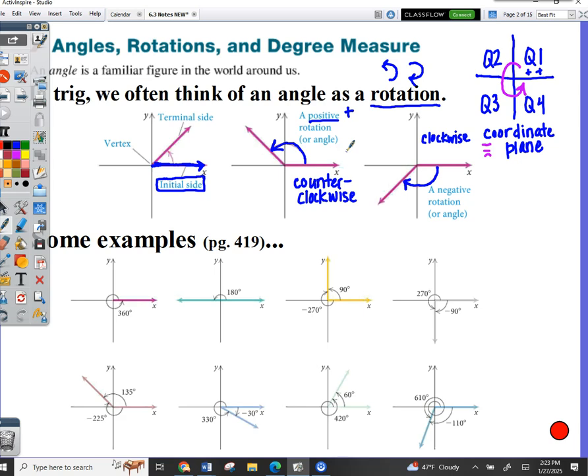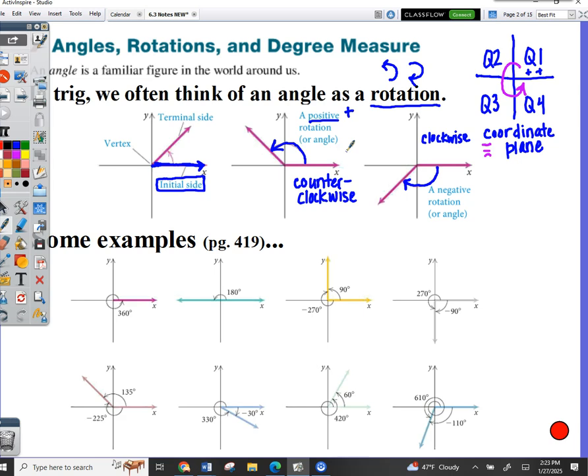Here's how I want you to think of it. Think of it in the same way that you're labeling the quadrants. I'm labeling the quadrants with positive numbers. So what direction did I just go? Well, you drew a C for coordinate plane, and I went counterclockwise.